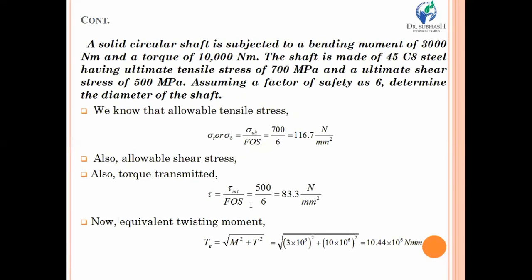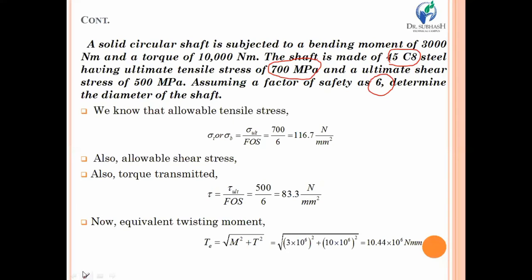In the second example, you are given a shaft that is subjected to a bending moment of 3000 Newton meter, and it transmits a torque equal to 10,000 Newton meter. The shaft material is also given: 45C8 steel, and the ultimate tensile stress is 700 megapascal. The ultimate shear stress is also given, equal to 500 megapascal, and the factor of safety that you have to take care of is 6. Using that data, you require to calculate the diameter of the shaft.